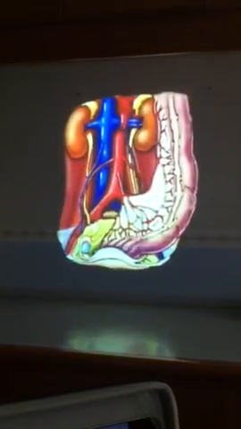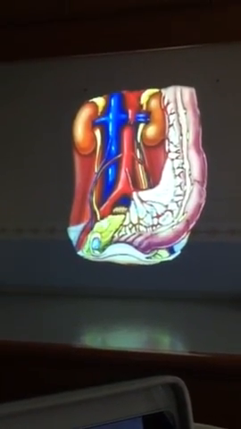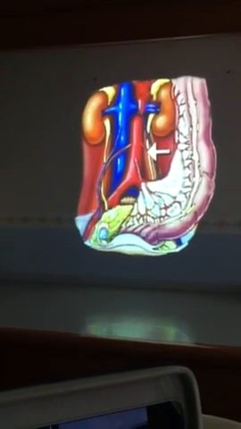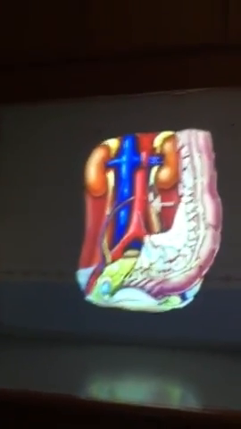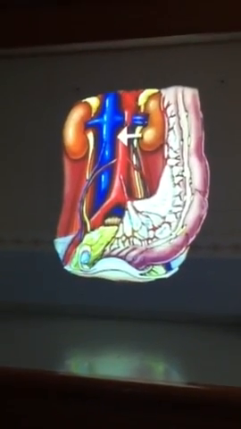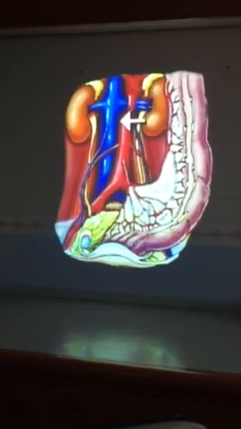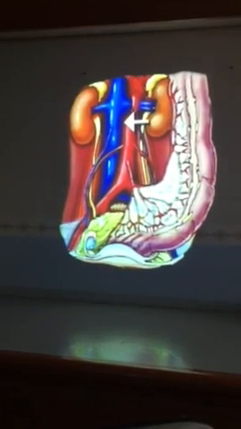The aorta provides the blood supply to the pelvic structures. It bifurcates at approximately L4 to L5 into the right and left common iliac arteries. The inferior vena cava, where the right and left common iliac veins return their blood flow, is located to the right of the aortic bifurcation.